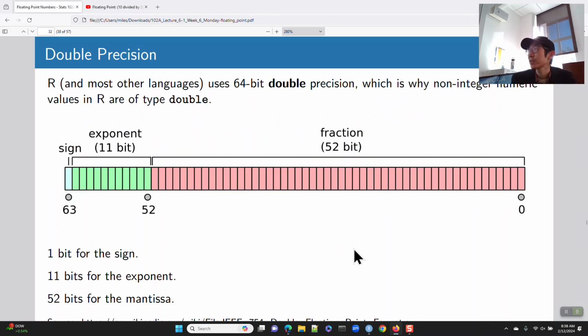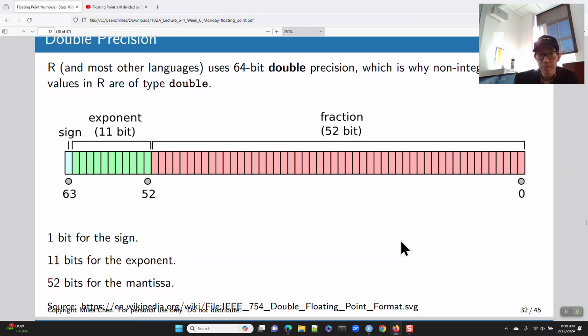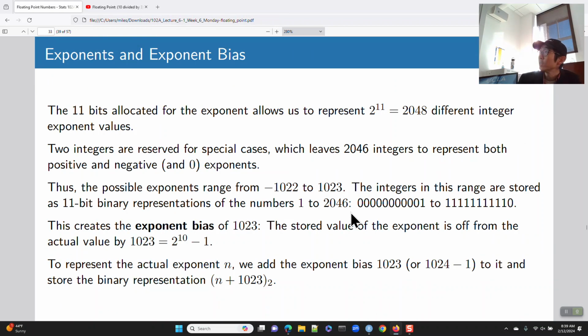Okay. So this is how our 64 bits are assigned. Again, 1 for the sign, and your bits are labeled 0 through 63. You've got 1 for the sign, 11 for the exponent, and the rest are for your mantissa or the fraction there. Okay. This diagram comes from Wikipedia, so thank you to Wikipedia. So we have 11 bits stored for the exponent.